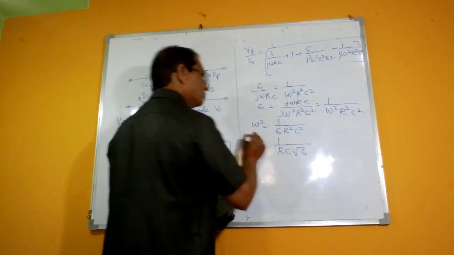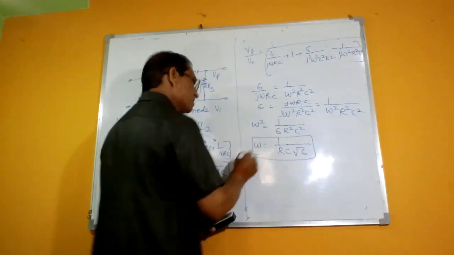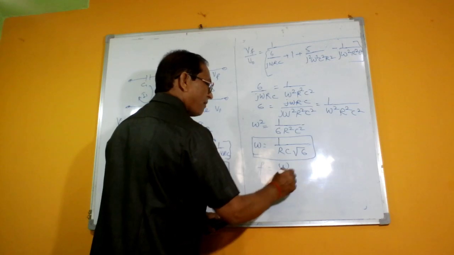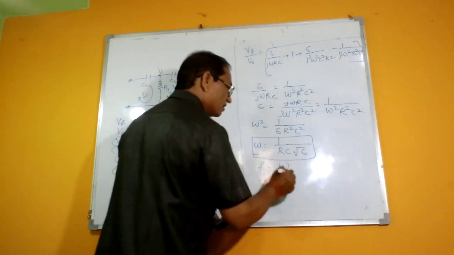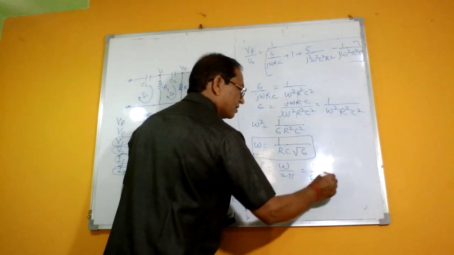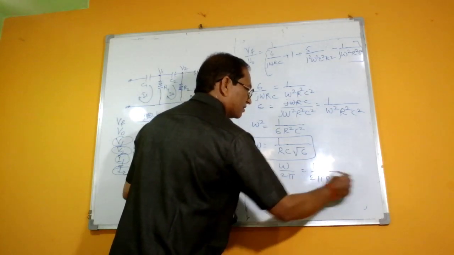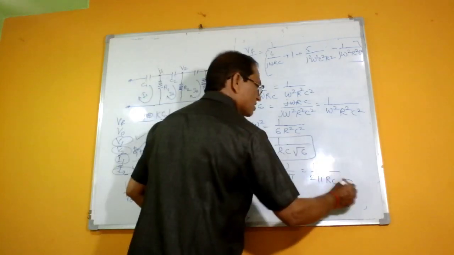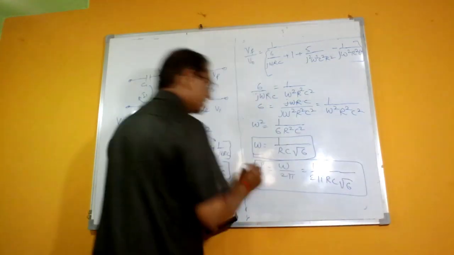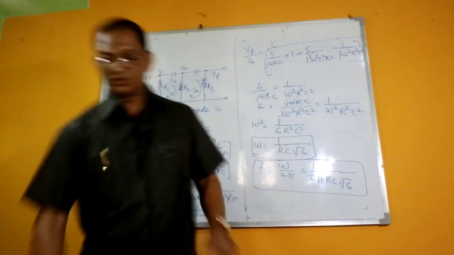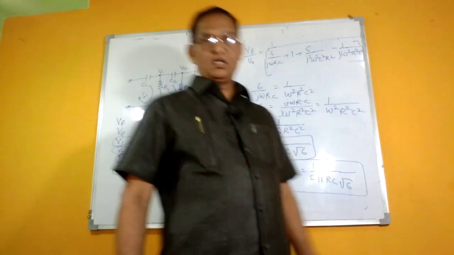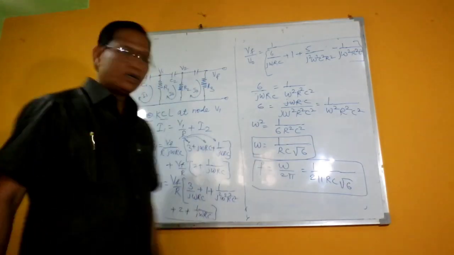Right? This will be the value of ω, and the frequency of operation is to be given in the form of ω over 2π. Substituting this value, we have 1 upon 2π RC into under root of 6. So in this way, the frequency of operation of the phase shift oscillator is to be calculated as f equal to 1 over 2π RC under root of 6.